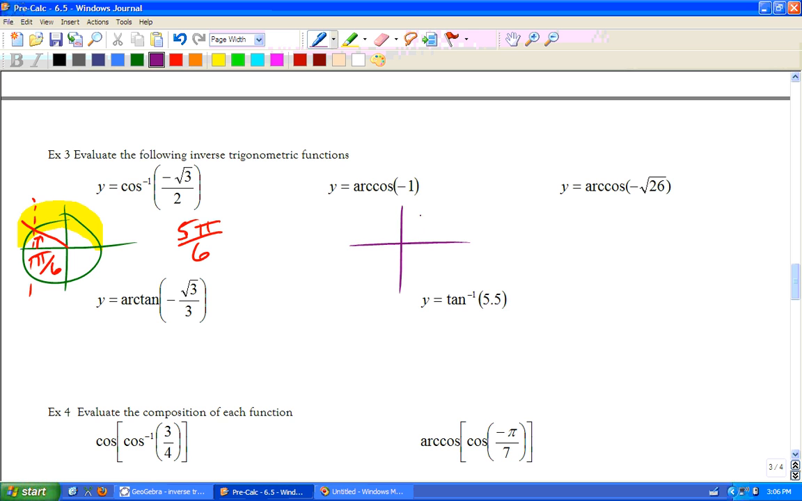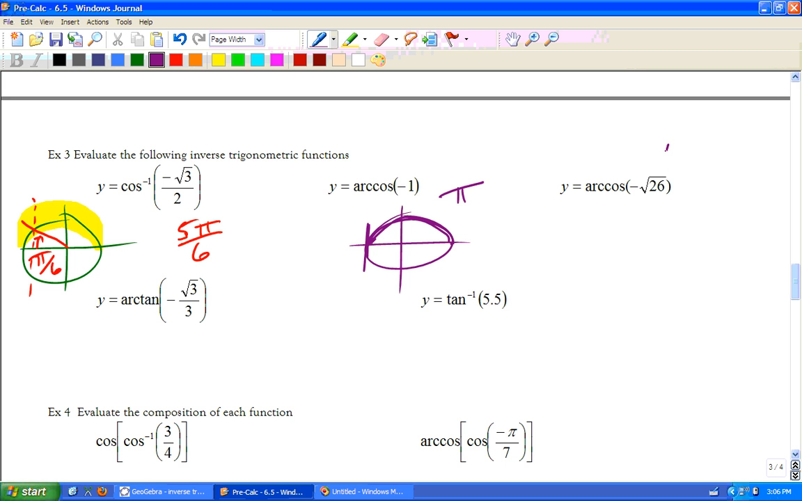Again, unit circle. When does the arc cosine, so what angle will produce a cosine value where my x is equal to negative 1? My x value is all the way at negative 1 over here. My restrictions are from 0 to pi, which makes pi the solution to the arc cosine of negative 1.